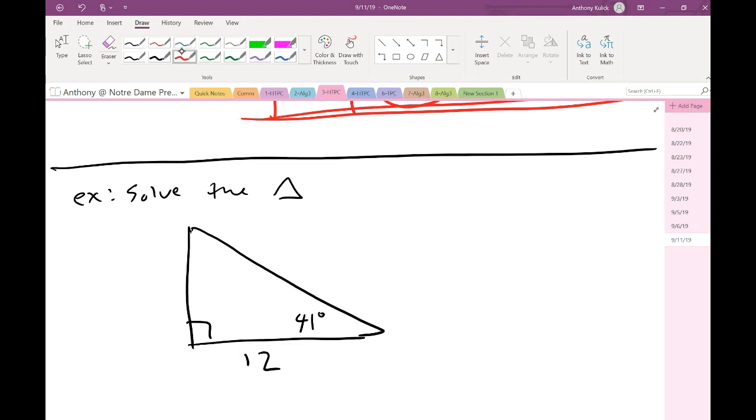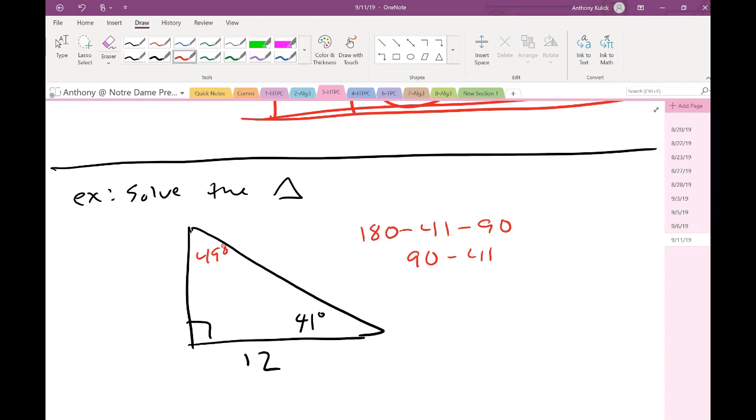What's the easiest thing to find here to start? The other angle. How do I find that other angle? I can find it by just taking 180 minus 41 minus 90, or just 90 minus 41. Either one is okay. So I can see that that's 49 degrees. Didn't have to do anything tricky there, right?